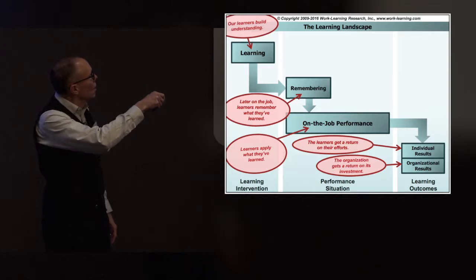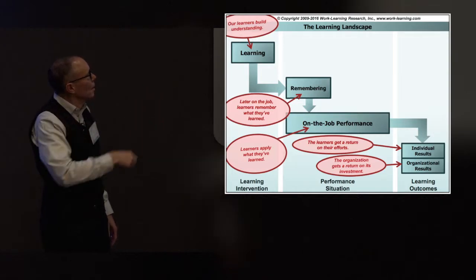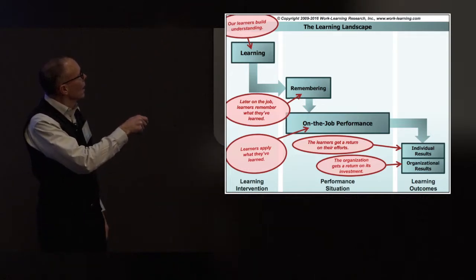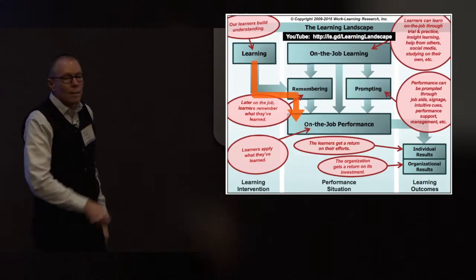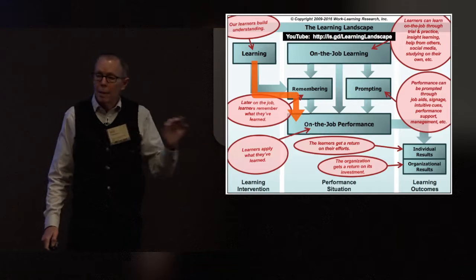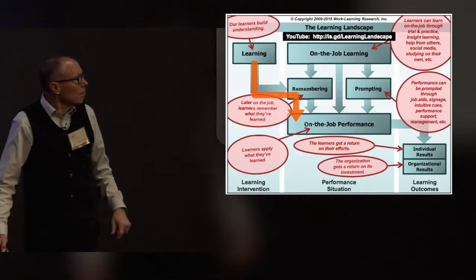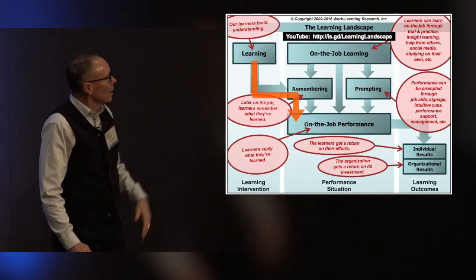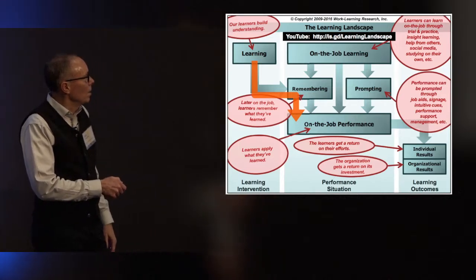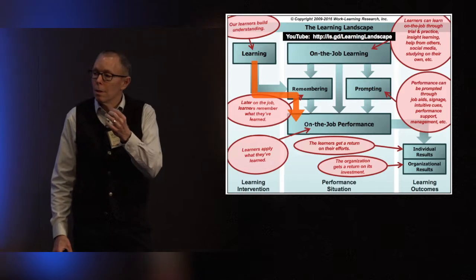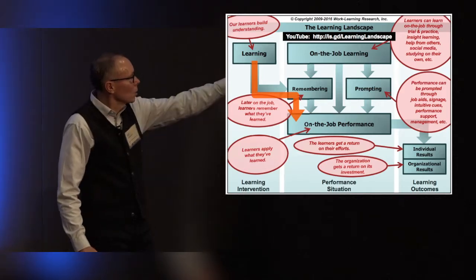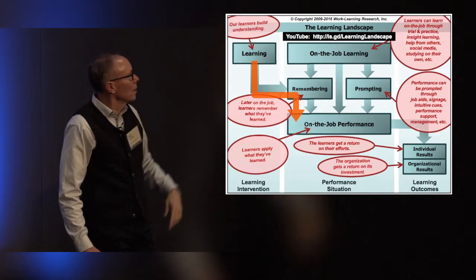Now this flow here, this causal pathway, I want you to pay attention to what's on there. First, they have to understand, then they have to remember, then they have to apply before we get our results. This is what we typically think about, but it's not the only thing. There are prompting mechanisms as well. Performance can be prompted through job aids, signage, intuitive cues that are built into our tools and equipment. This is where performance support comes in and management.